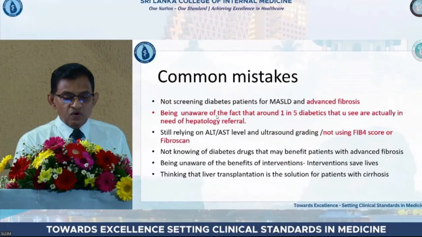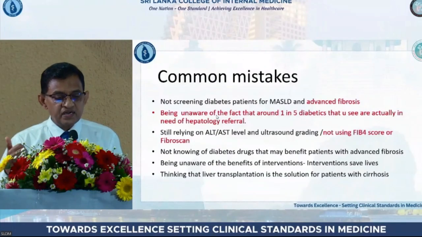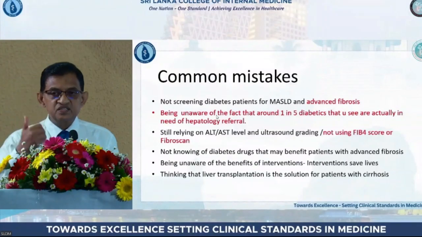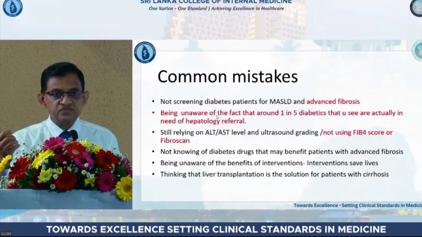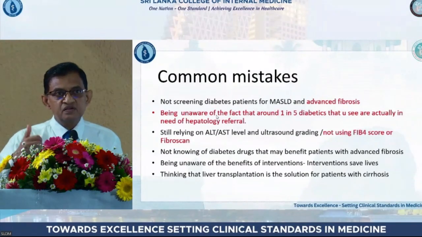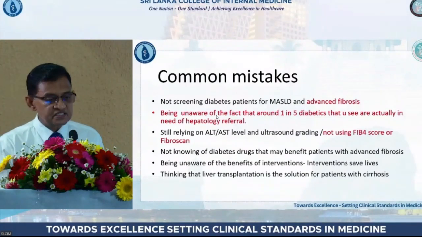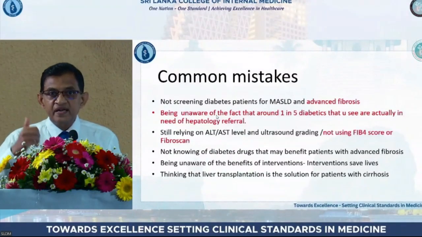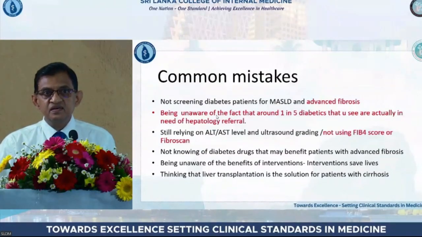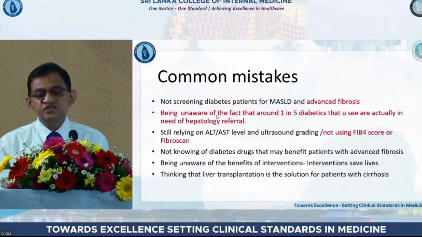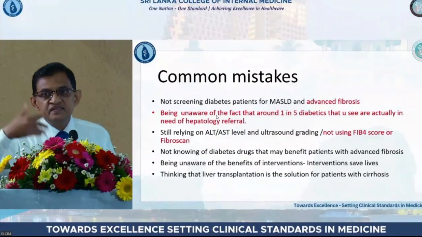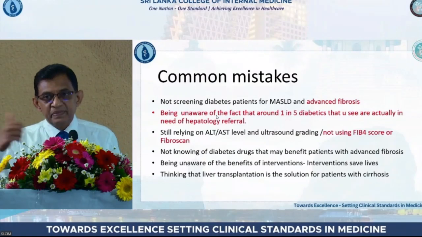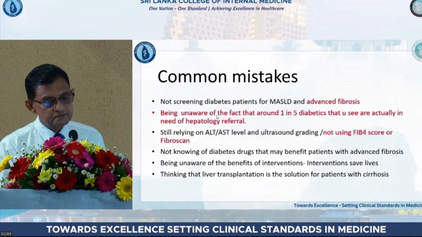Common mistakes that we all make: not screening diabetes patients for fatty liver and advanced fibrosis. So diabetes patients coming to you, if we have done an ultrasound scan and you diagnose fatty liver, if you are not going to do a FIB4 score, it's a mistake. Being unaware of the fact that about 1 in 5 diabetics with fatty liver already have advanced fibrosis, and they are facing the slow death that I mentioned. So they need to be picked up and referred to the liver specialist.